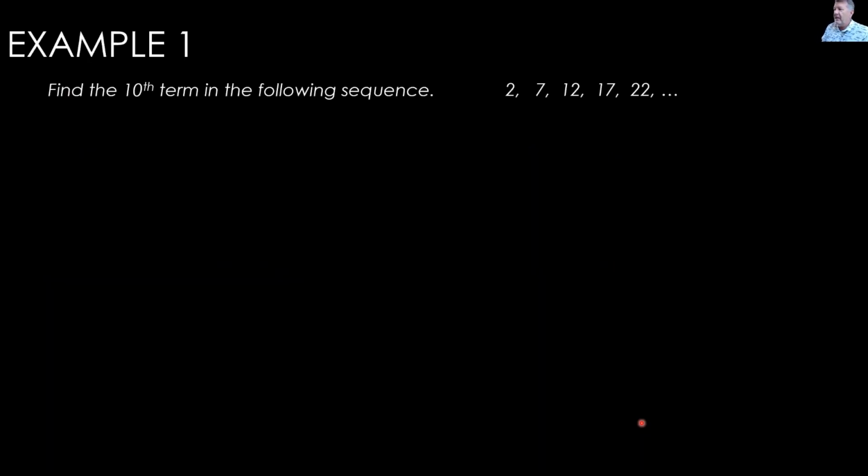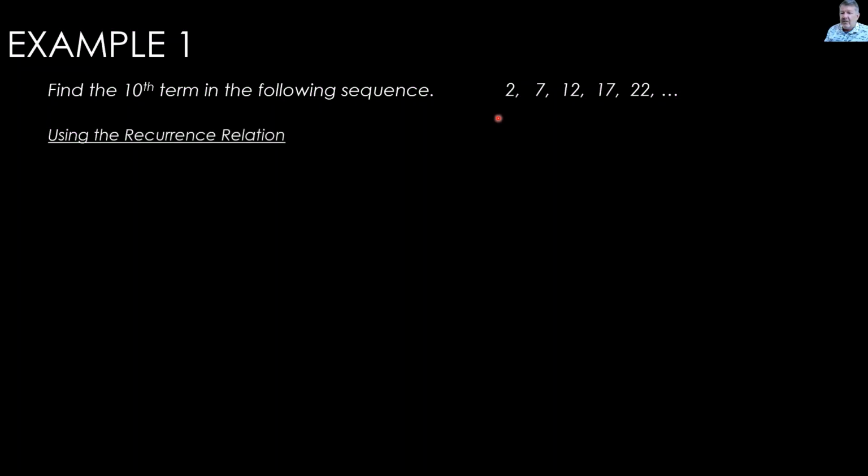Find the 10th term in the following sequence. 2, 7, 12, 17, 22. Well, you can see that's going to be an arithmetic one because it's plus 5 each time. So we'll do it both ways. We'll use a recurrence relation first, and then I'll show you how easy the rule is.